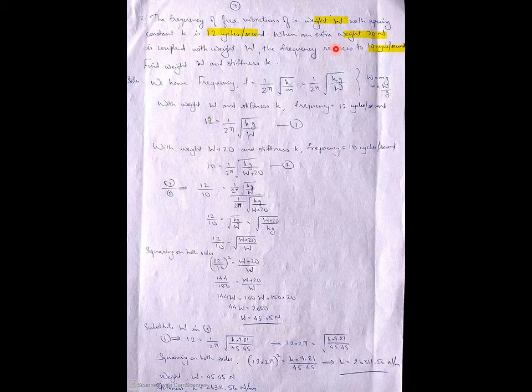The second case is when an extra weight 20 Newton is coupled with weight W, which means when the weight is W plus 20, the frequency becomes 10 cycles per second. So 10 equals 1 by 2 pi into root kg divided by W plus 20. This is equation 2. Now solving equation 1 and equation 2, you will be getting the answer. What to do? Just divide equation 1 by equation 2. After solving all these things, finally you will be getting W, which is 45.45 Newton, and substitute this W in either equation 1 or 2 and find the stiffness value K. You will be getting 26311.56 Newton per meter. So that's all.